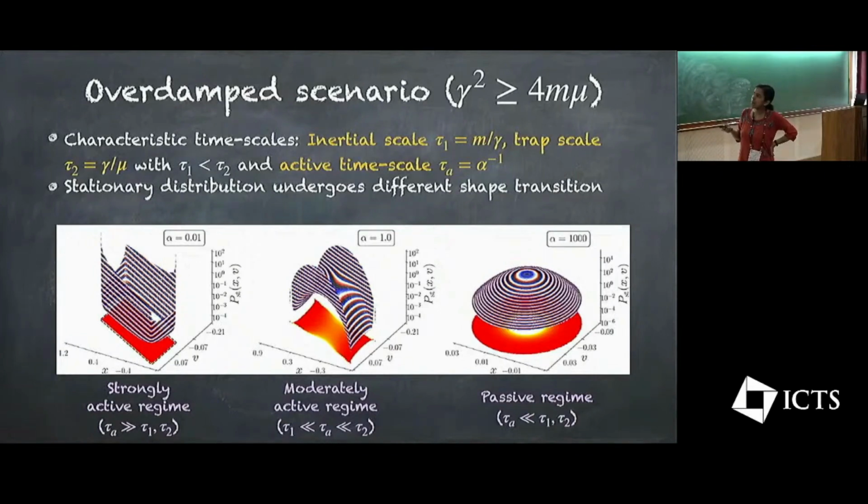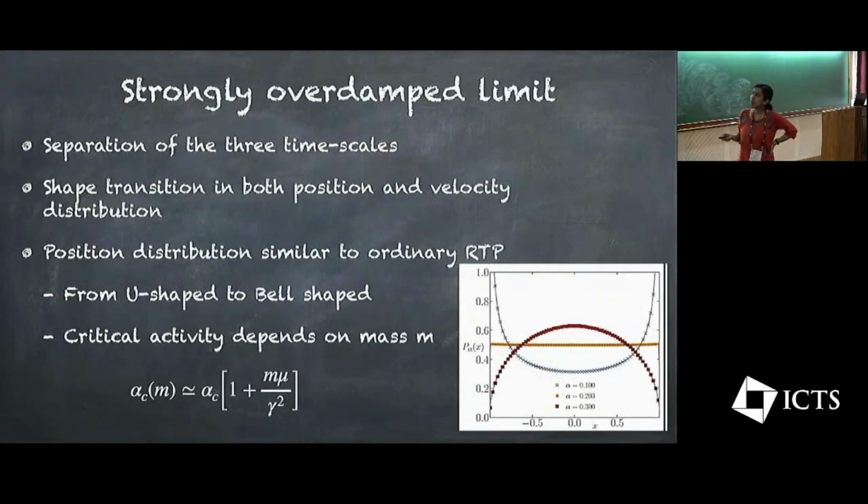So here we have three different regimes. In some sense we have a strongly active and a moderately active regime, where the activity time scale sits between the two other time scales, and then we have the passive regime. The most interesting are of course these two, and it turns out if we look at the position distribution, then it's qualitatively very similar to the massless case. It goes to a well-shaped curve from a U-shaped curve, but the critical activity now depends on mass, and we can calculate it to leading order in m by gamma.